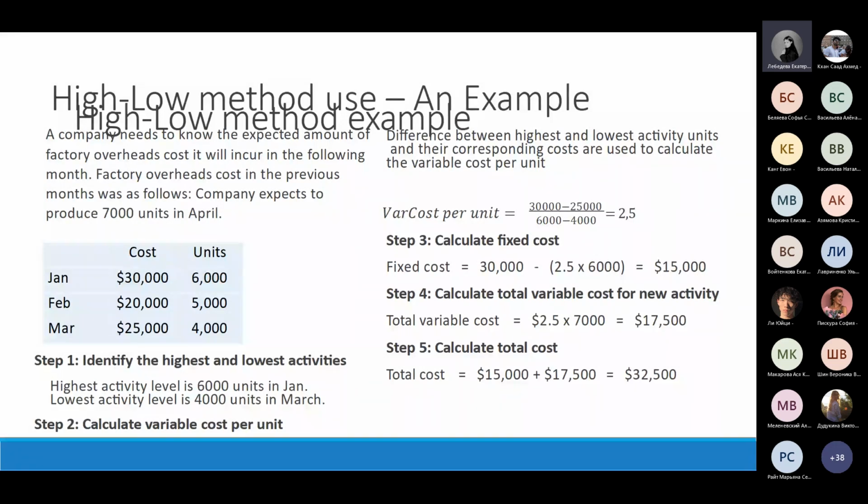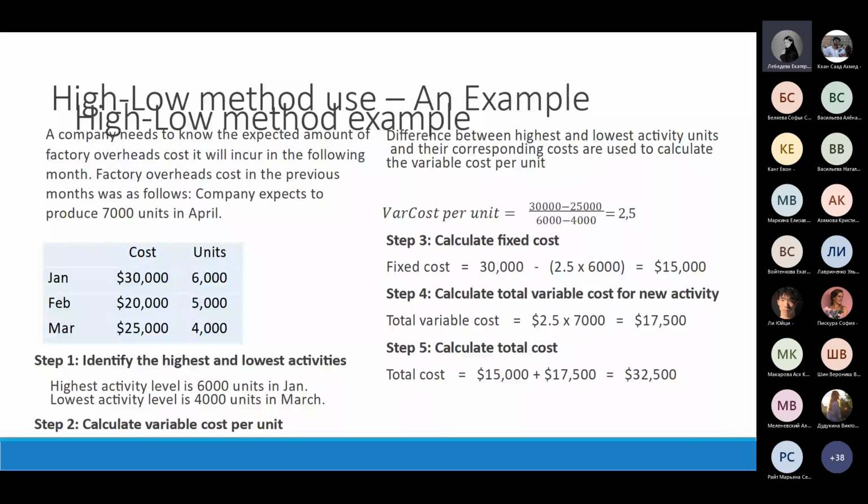For example, if we would be using the lowest value, so the lowest value is 4, we multiply by 2.5 and subtract from 25. Again, 15,000. So it should be true regarding each period.